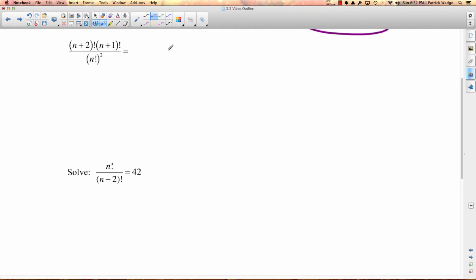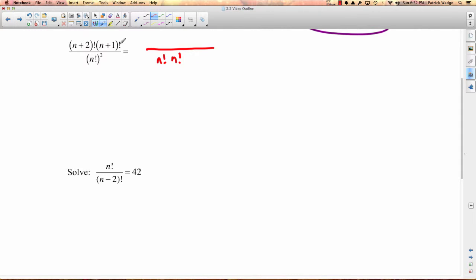On the bottom it's a bit strange. You have n factorial squared. What might be a simpler way of writing that? Think, what does 5 squared mean? 5 times 5. What does m squared mean? M times m. So what does n factorial squared mean? It means n factorial times n factorial.